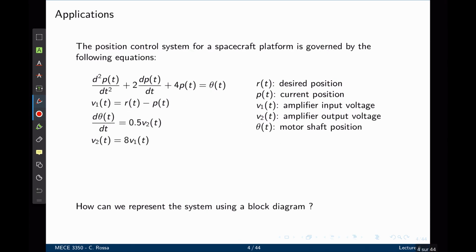We can also go the other way around and start from equations and then represent those equations as block diagrams. Here we have a spacecraft platform that is governed by a set of 4 equations. We have inputs and outputs and some internal variables. When you look at these transfer functions, it is hard to see how they are connected. But if you're able to represent them in a block diagram, the relation between input and output would be much more explicit. How can you represent this system using a block diagram?